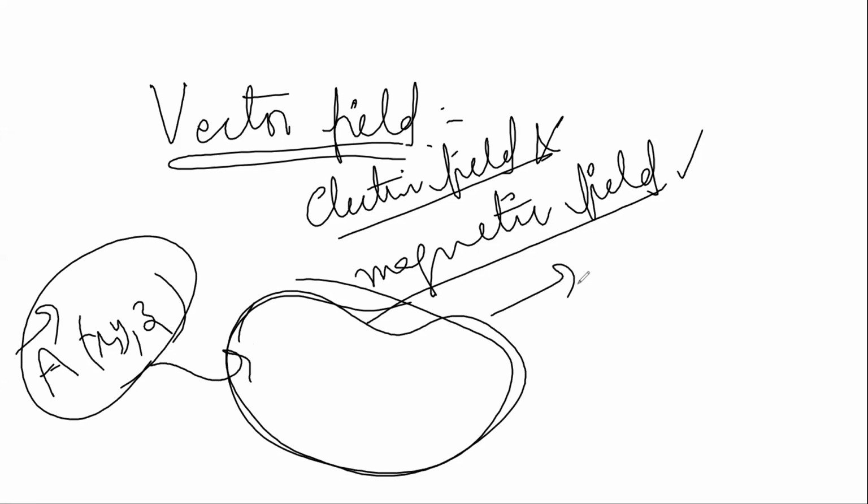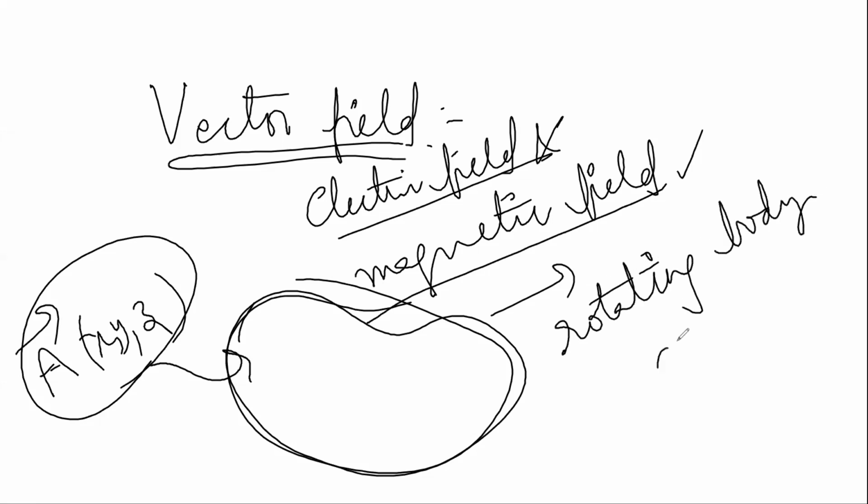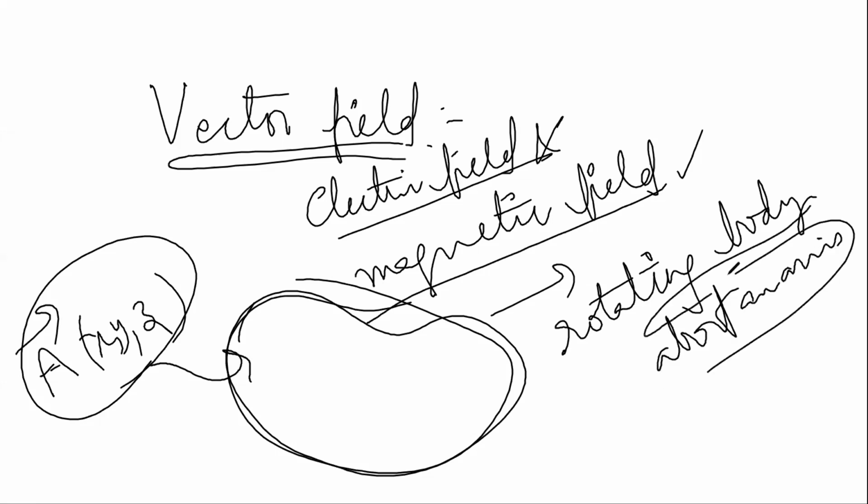We consider electric and magnetic fields as examples, and also we can consider the velocity of a rotating body. I'm just giving you a normal example. The velocity of a rotating body about an axis can be treated as a vector field. The velocity of the body is different at different points. That is, the velocity is a function of position of the point. Hence, the velocity can be expressed as a vector field.